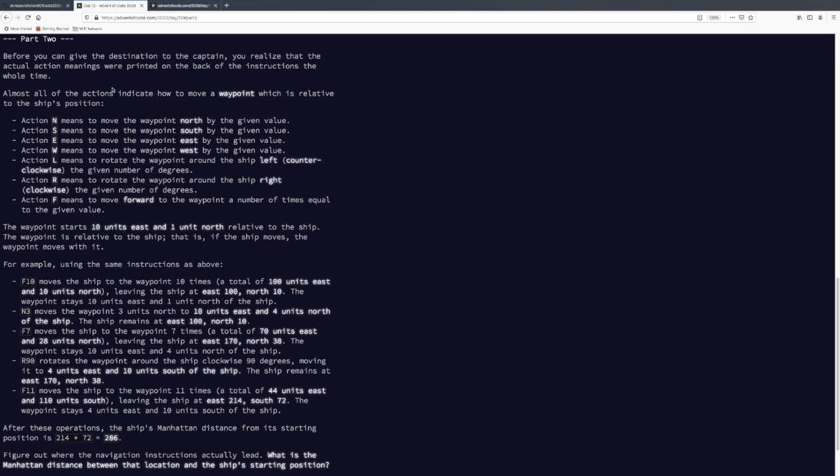Okay. Before we can give the destination, you realize the actual action meanings were printed on the back of the instructions the whole time. Almost all the actions indicate how to move a waypoint, which is relative to the ship's position. So all these say to move the waypoint north, rotate the waypoint around the ship left, rotate the waypoint right. F means move forward to the waypoint a number of times equal to the given value.